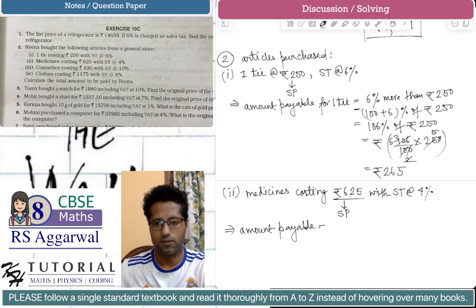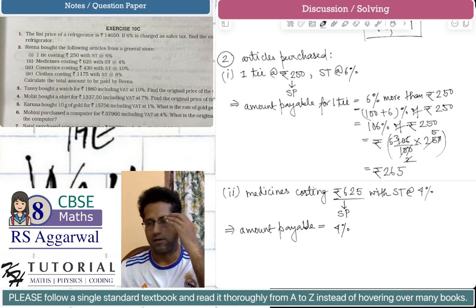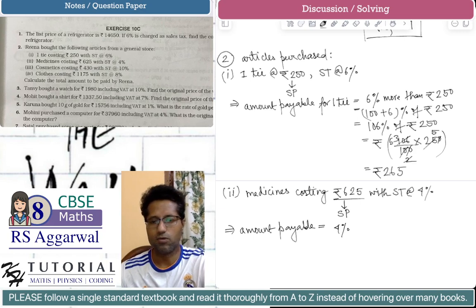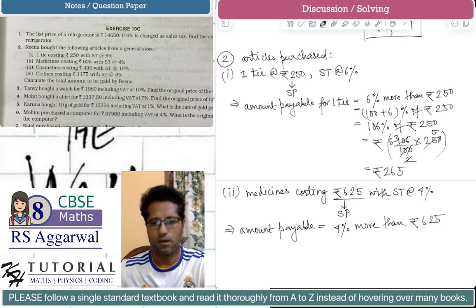for the medicine will be equal to 4% more. Essentially, we have to pay 4% tax on the selling price. Now, an additional 4% tax on the selling price means we have to pay 4% more than the selling price. 4% more than the selling price here is termed as costing price. So it will be rupees 625.